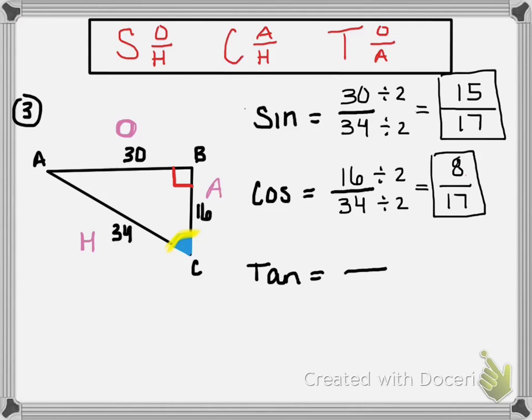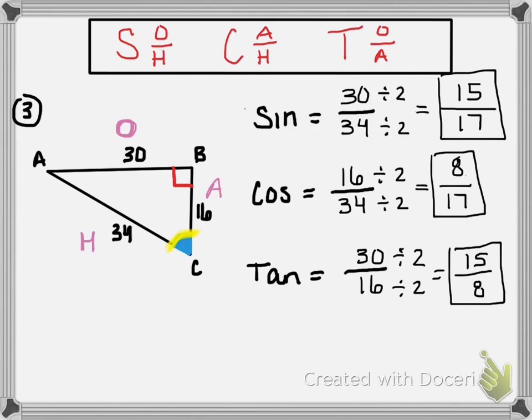Finally, let's do tangent. Tangent is opposite over adjacent. Opposite, we said, was 30, and adjacent is 16. And because they're divisible by 2, we're going to divide the top and the bottom by 2. So on top I get 15, and on bottom I get 8. And 15 over 8 is the tangent of that angle. Again, make sure that you simplify every single one of your answers for all of these problems. They may not be divisible by 2, but they might be divisible by different numbers. So take a look for the biggest number that divides the top and the bottom of your fraction.